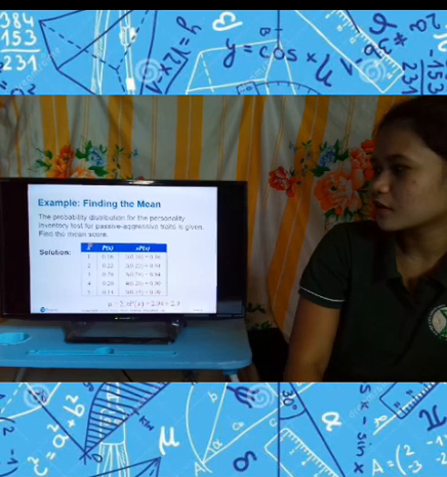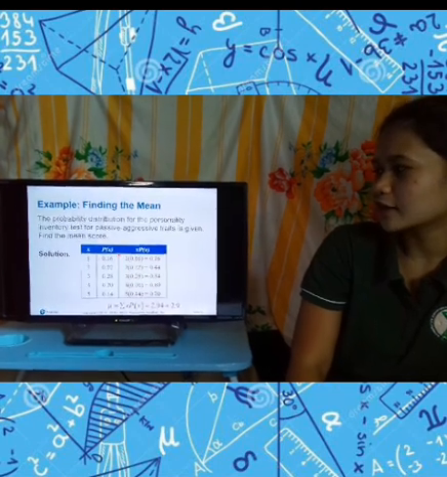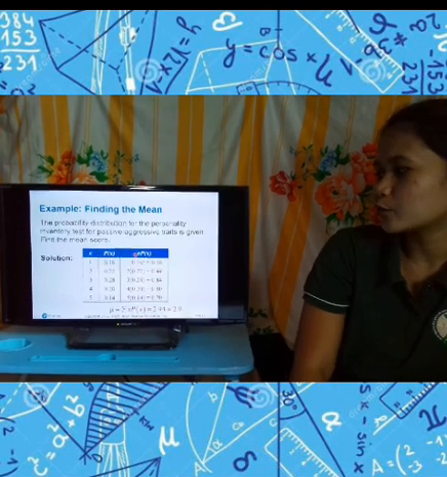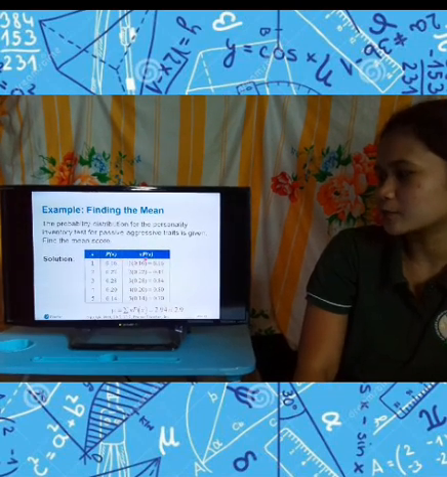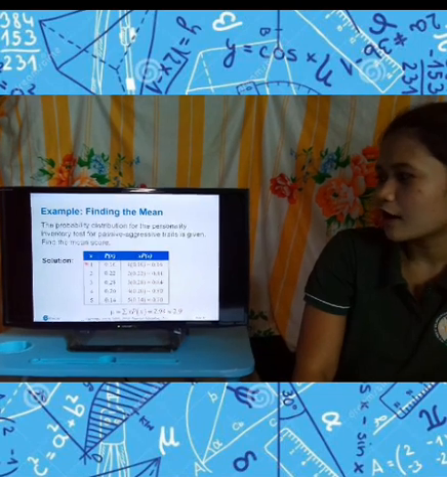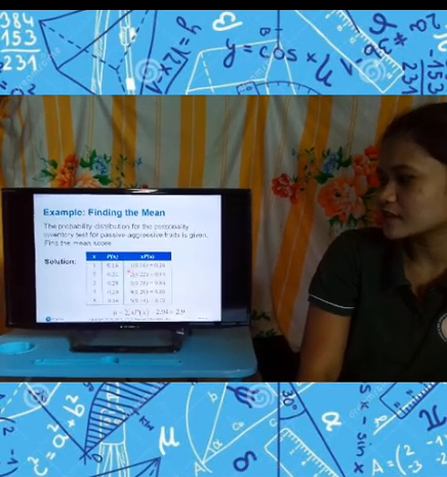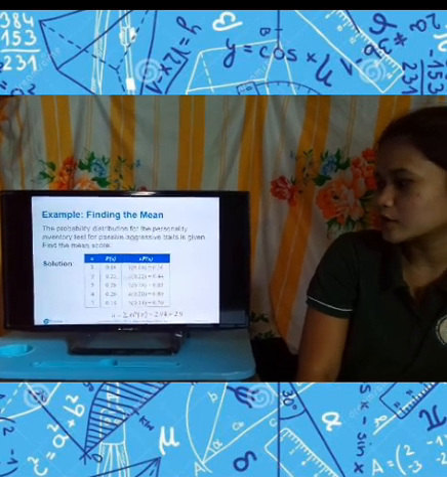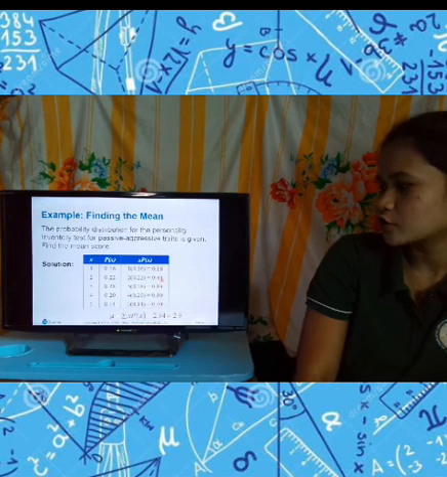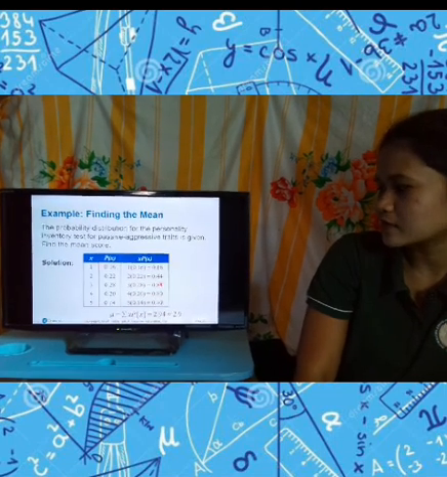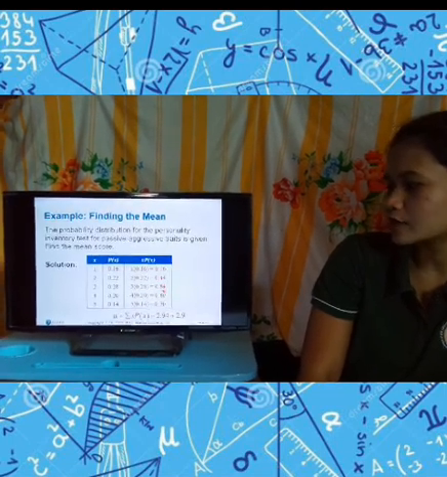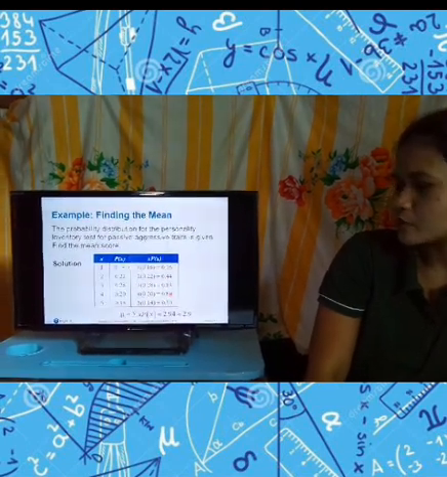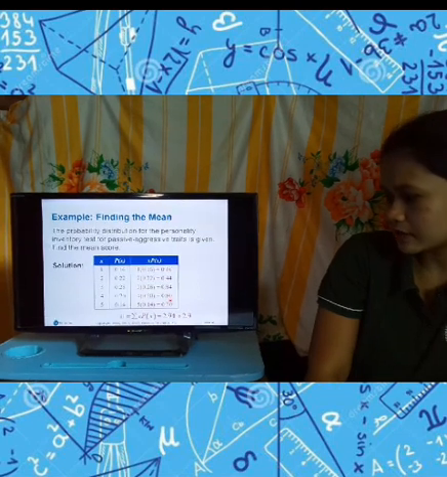Solution. Here is our table: x, P of x, and then the third column is the value when we multiply them. First, 1 times 0.16 is equal to 0.16. 2 times 0.22 is equal to 0.44. 3 times 0.28 is 0.84. 4 times 0.20 is equal to 0.80. 5 times 0.14 is equal to 0.70.